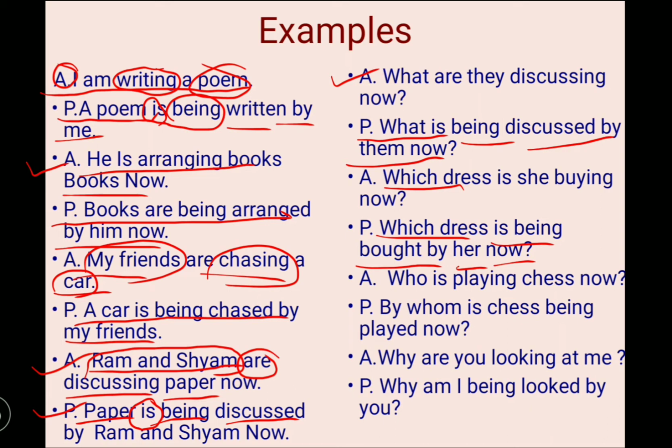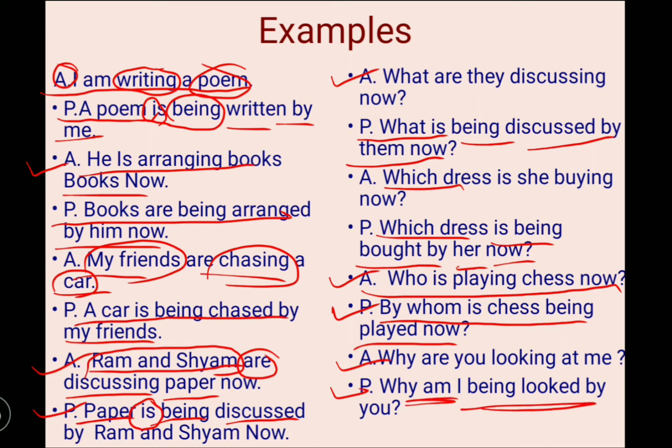Who is playing chess now? As we have discussed, if in active the sentence starts with who, we have to use by whom. By whom is chess being played now? Why are you looking at me? Active sentence. In passive, why am I being looked at by you?